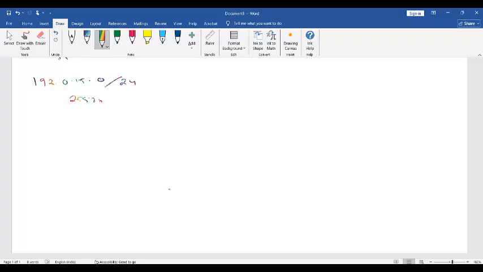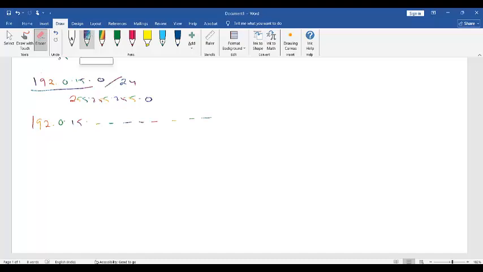255.255.255.0, which means already 24 bits are masked. These are already network bits. 192.0.15, and then 1, 2, 3, 4, 5, 6, 7, 8. You have only these bits for both host and for giving some for the sake of subnetting. Yes, we have only these many bits.